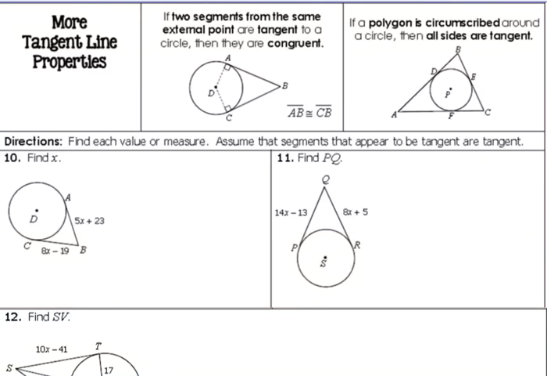Okay, so the first property: if two segments from the same external point are tangent to a circle, then they are congruent. So let's label that on the picture there. Two segments coming from the same external point. That's what it's showing right here. AB, CB, external point, a point outside of the circle. Okay, AB is congruent to CB.